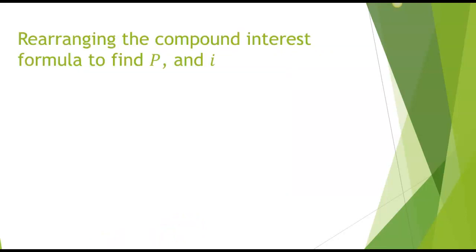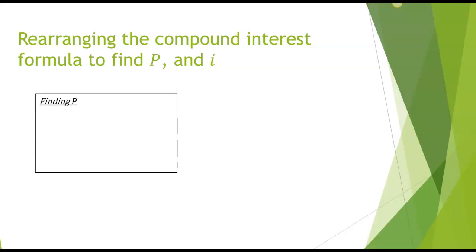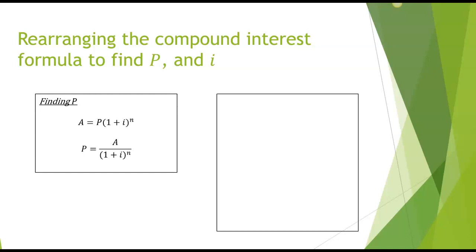So just like any formula, it can be rearranged to find different things. First we're going to find the principal by rearranging the compound interest formula. So here's our formula. If I want to find P, I've got to divide both sides by 1 plus I to the n. And there it is. So to find P, it's A over 1 plus I to the power of n.